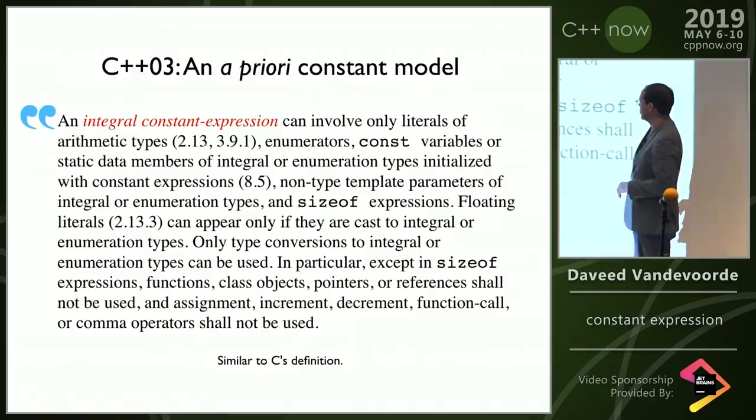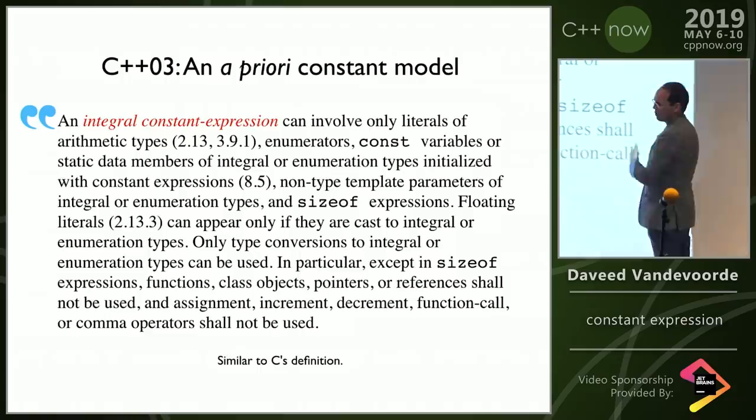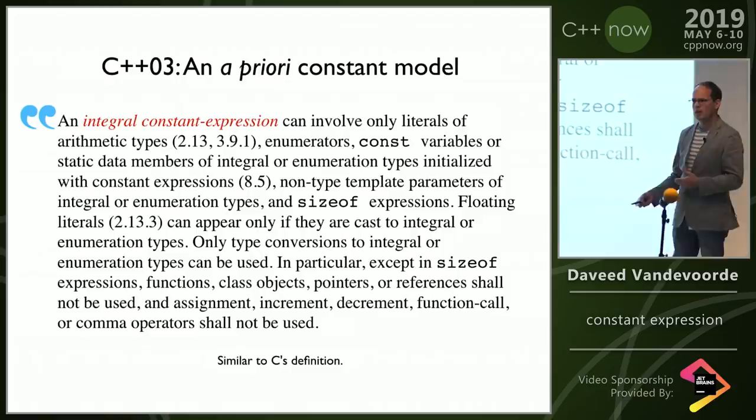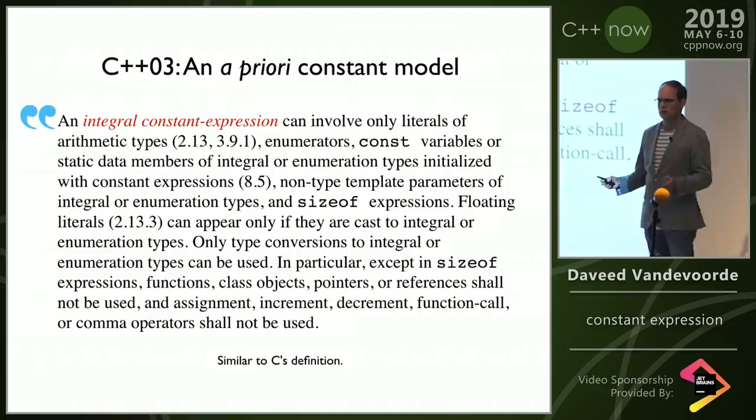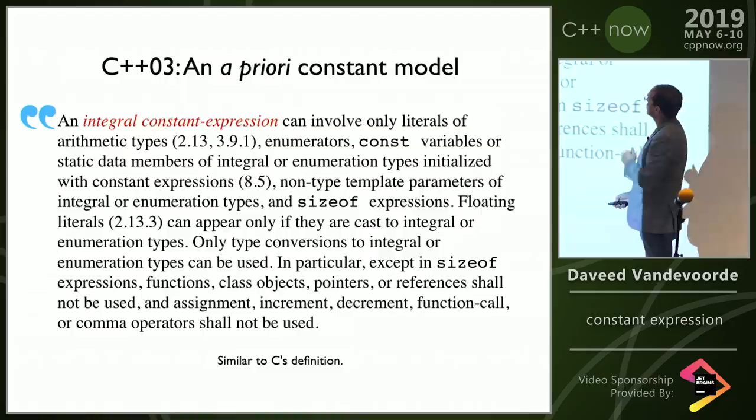It's an integral constant expression. Now, I call that an a priori constant model because we decide what is constant before we even evaluate it, right? This comes out of 1970s and 80s technology for C compilers and C++ compilers. What they actually do is parse, and as they parse, they just fold right away. They just decide, okay, if these are two integers and you put an addition there, I'm not going to build a representation of that addition. I'm just going to remember the result of it. So that's the a priori constant model.